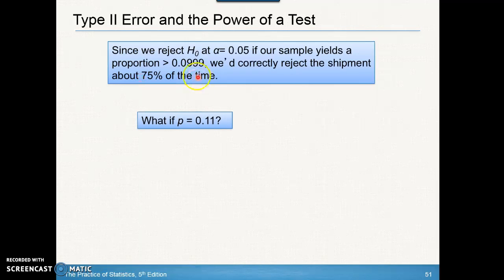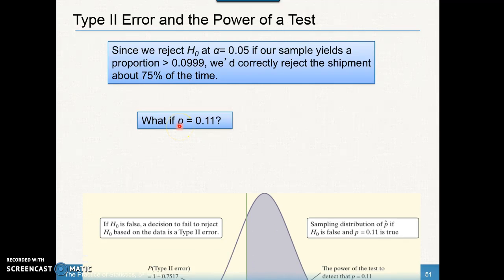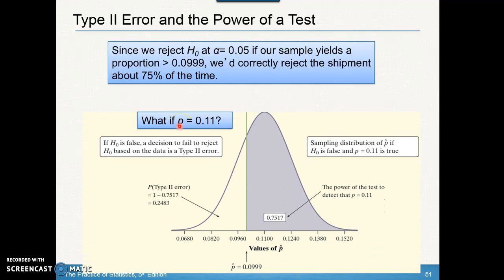All right, now you would actually be given that number, or you'd either be given the power of the test or you'd be given the beta. You wouldn't have to come up with that on your own. So what if the proportion is actually 11%? If the null is false, remember a decision to fail to reject based on the data is a type 2 error. So if the null is false, we fail to reject it. Okay, the null is false, but we actually keep it. That's your type 2 error.